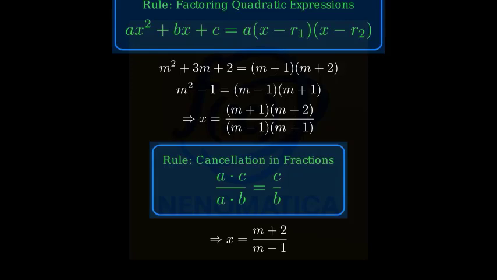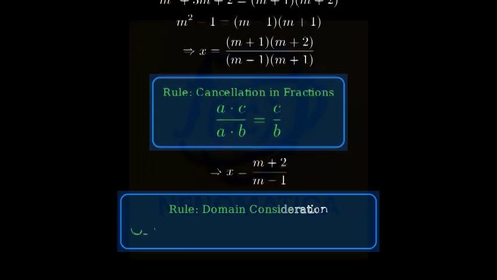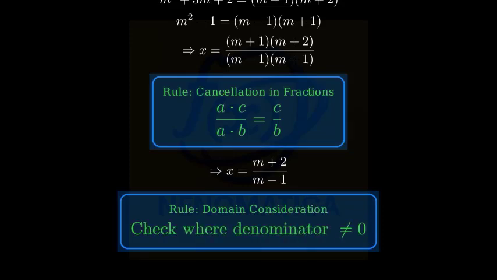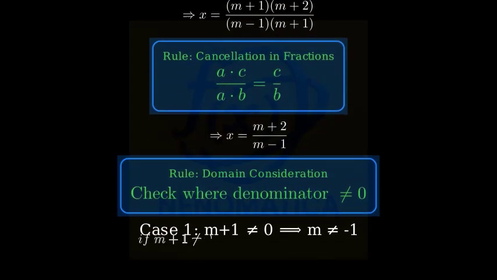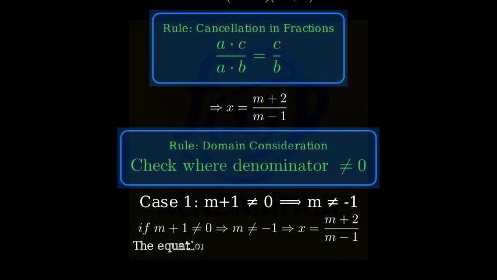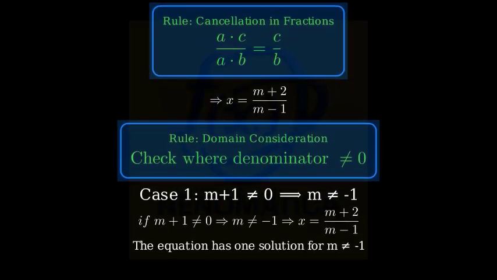Now we need to consider different cases. For case 1, let's assume m plus 1 is not equal to 0, which means m is not equal to negative 1. In this case, our solution is x equals (m plus 2) divided by (m minus 1), which is valid when m is not equal to negative 1.